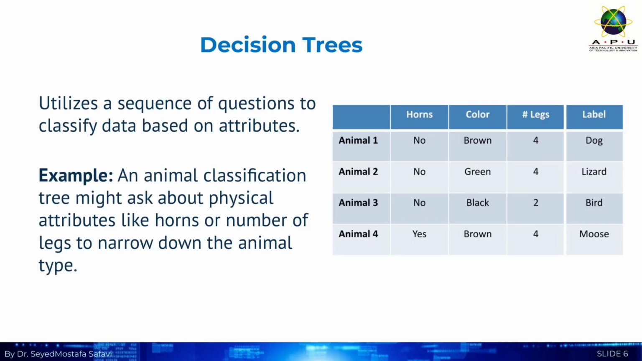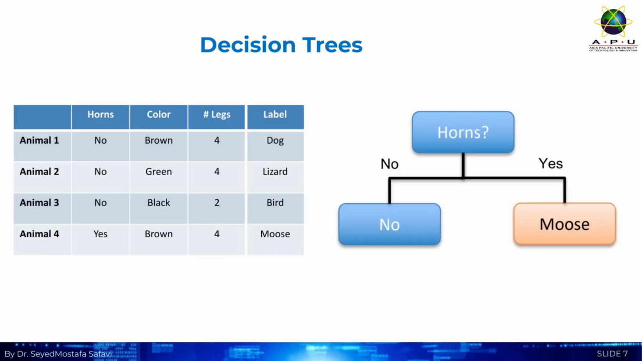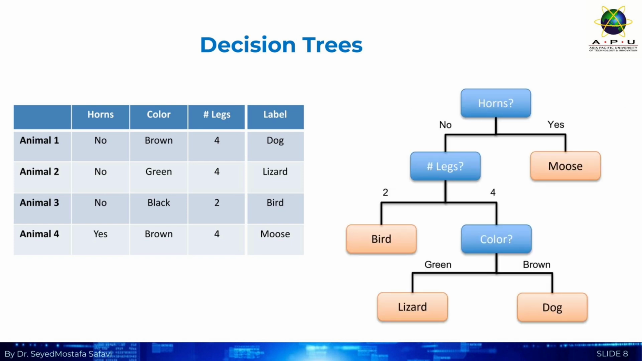So, how does it actually work? A decision tree utilizes a sequence of questions to classify data based on its attributes. Imagine you're building an animal classification app. The tree starts at the top, called the root node, and asks a question. Does the animal have horns? If yes, you go down one branch. If no, you go down another. Then, at the next branch, it asks another question. Maybe, does it have 4 legs? You keep splitting the data with these simple questions until you reach a leaf node, which gives you the final classification, like this is a deer or this is a frog. It's a powerful system of if-then-else logic.